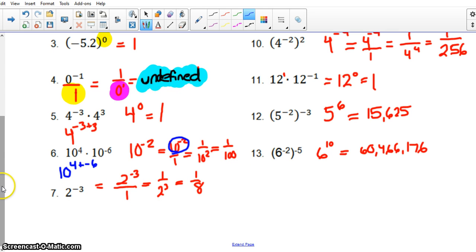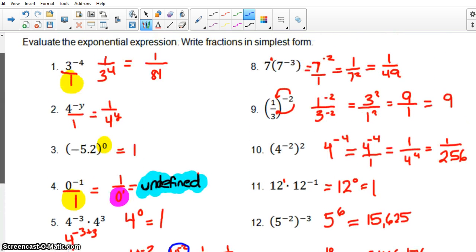Same process for number 7, put it over 1 and flip it. So I got 1 over 2 to the 3rd, which is 1/8. For question number 8, I remembered that I have a 1 here that's hiding. So I keep my base and I add my exponents together. So I would have 7 to the negative 2. To fix it, I put it over 1 and I flip it to make it positive. So 1 over 7 to the 2nd, which will give you 1 over 49.